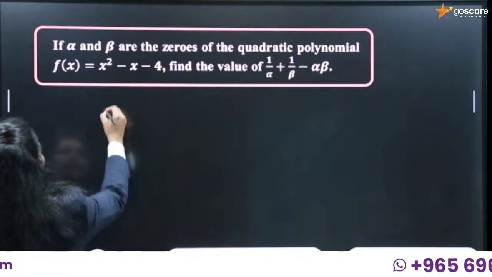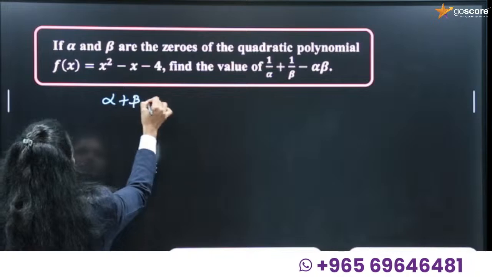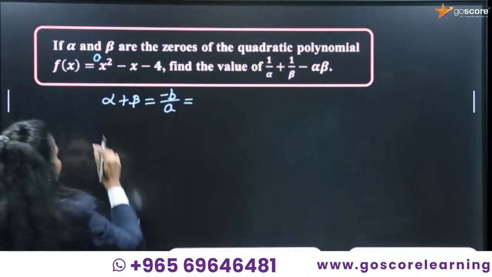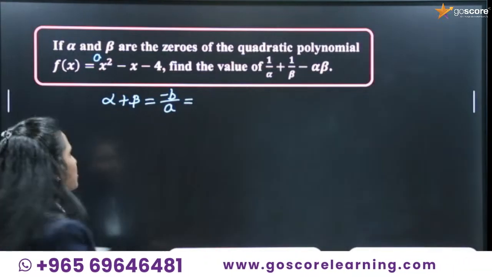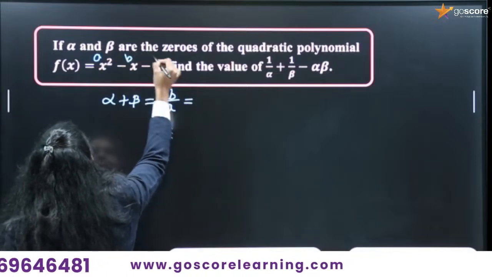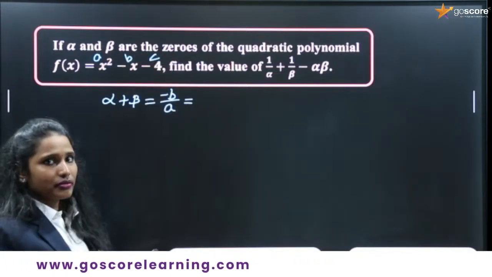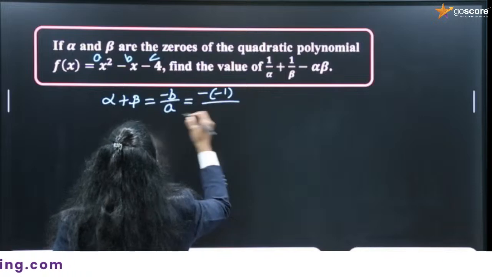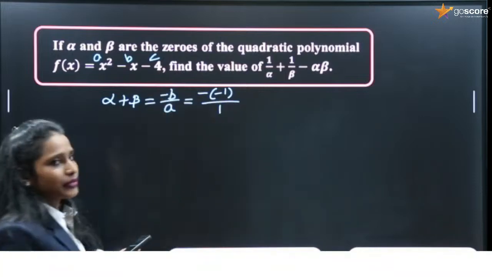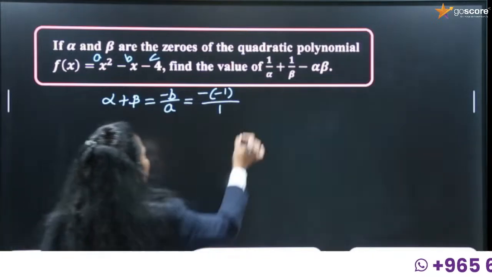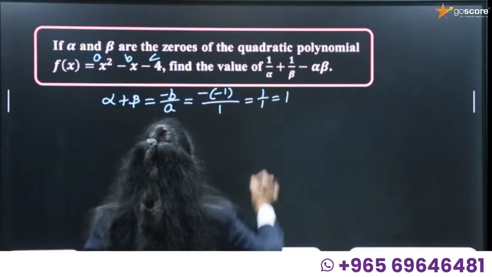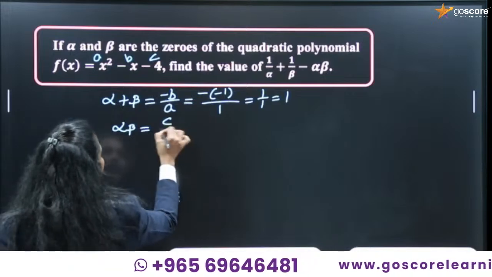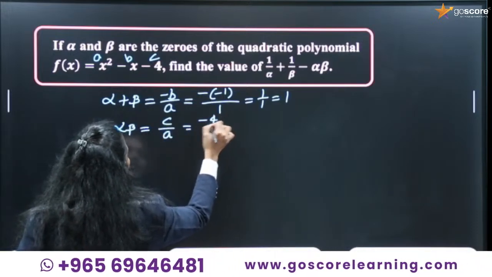So we will go for again alpha plus beta. This is minus b by a. So here for a, nothing is given, which means that is 1. Okay, so here a is 1, b is minus 1 and c is minus 4. So minus b by a means minus of minus 1 divided by 1. Minus of minus 1 is 1. Then this will give 1 by 1 equal to 1. Now alpha into beta means c by a, which is minus 4 by 1, that is minus 4.